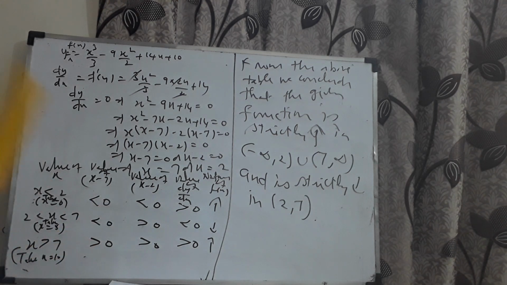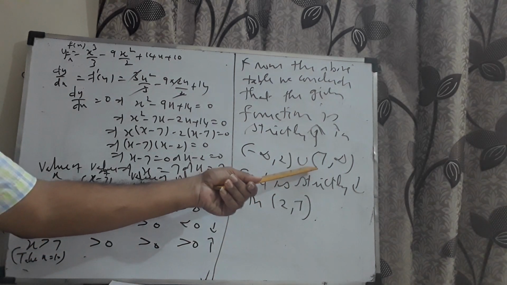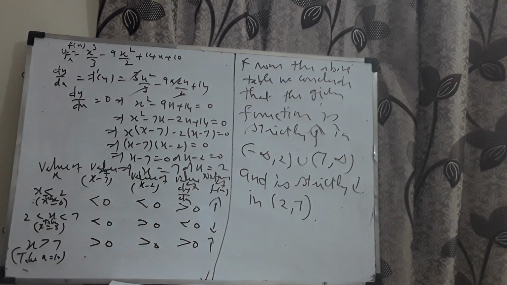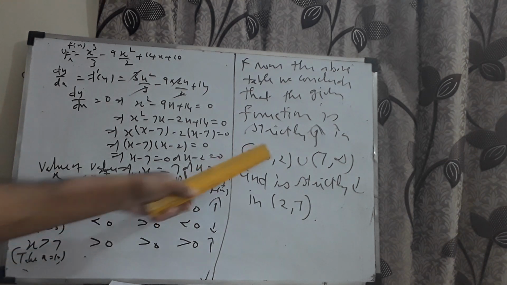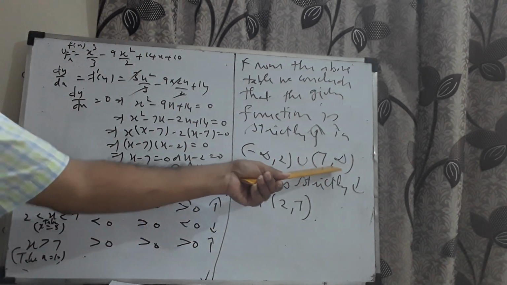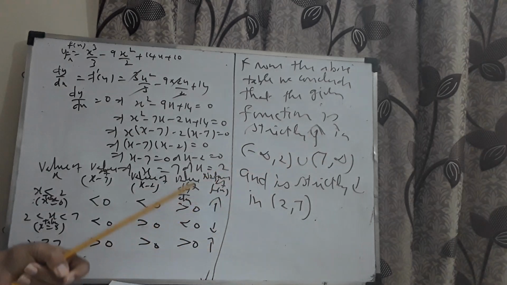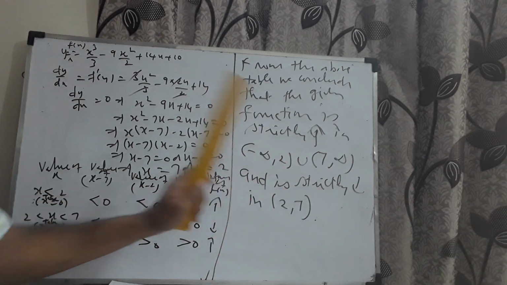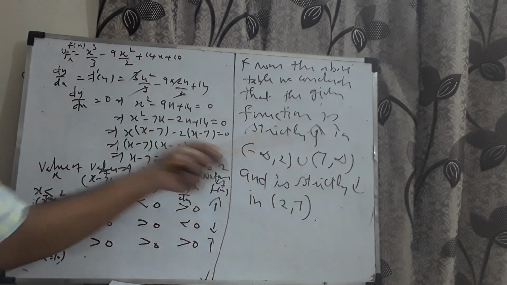Just because in wordings I'm using the word and doesn't mean that I'm supposed to use intersection. If I use intersection, it will be an empty set. There is no common element. If you want to write in wordings, it will be strictly increasing in minus infinity comma 2 and 7 comma infinity. It is wrong to use intersection here, because those are disjoint sets with no common value. Therefore, if I write in wordings, I'll use and. If I write in set theoretical notation, I'll use union.